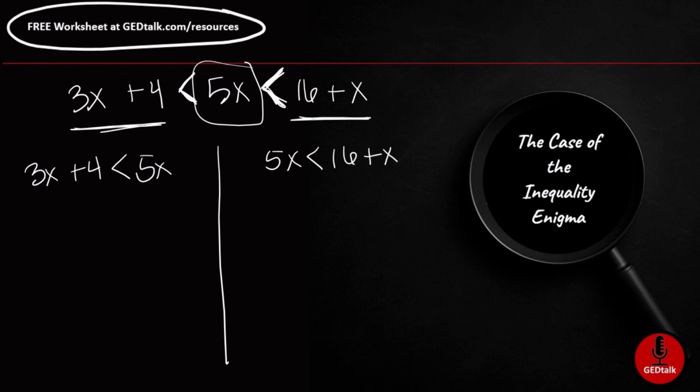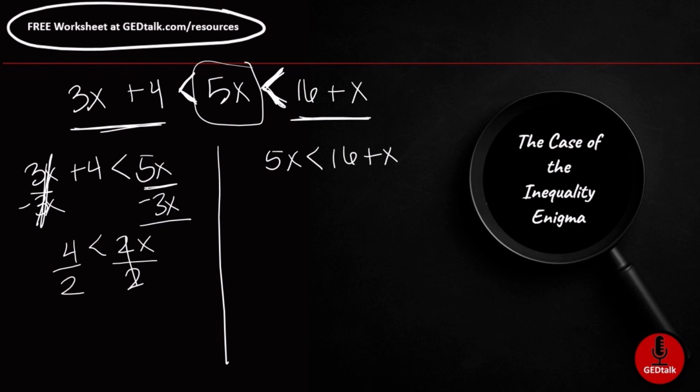So I see like terms. I see a 3x and a 5x, so I want to combine my like terms. I'm going to subtract 3x on the left and subtract 3x on the right. So now I have 4 is less than 2x. Now I need to divide in order to get the x by itself. So on the right, I'm going to divide by 2, and on the left, I'm going to divide by 2. So then I get 2 is less than x.